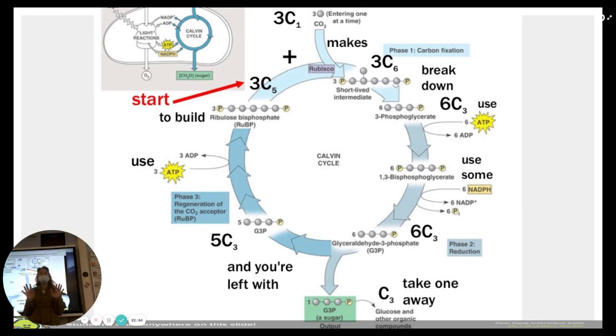Okay with that? And we do the song, we say 3C5, that's RuBP. Then we go plus 3C1, that's carbon dioxide, and we make a 3C6.